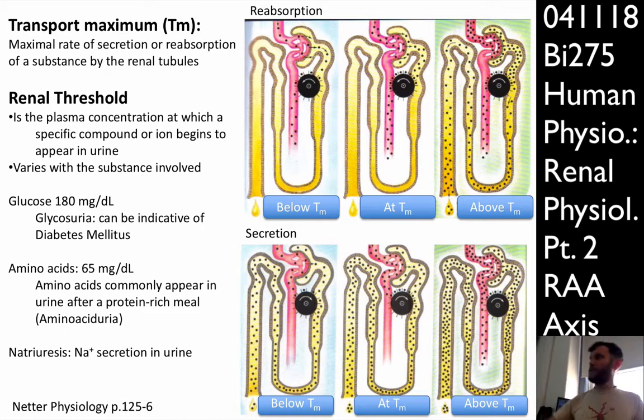The last concept is simply natriuresis. This is the release of sodium into the urine. A lot has been made about the resorption of sodium, but if you have an extremely high level of sodium in the blood, then there can be natriuresis, or the release of sodium. Okay, there you go.